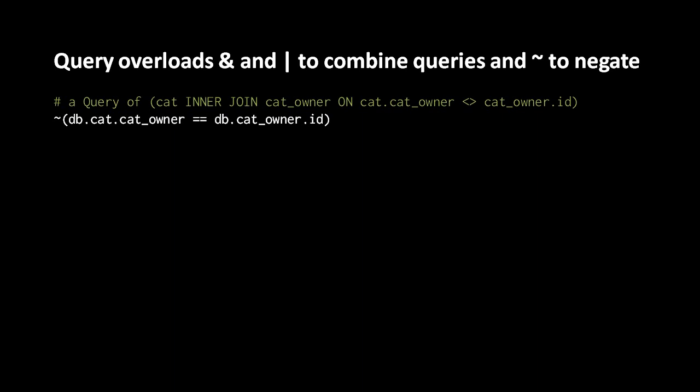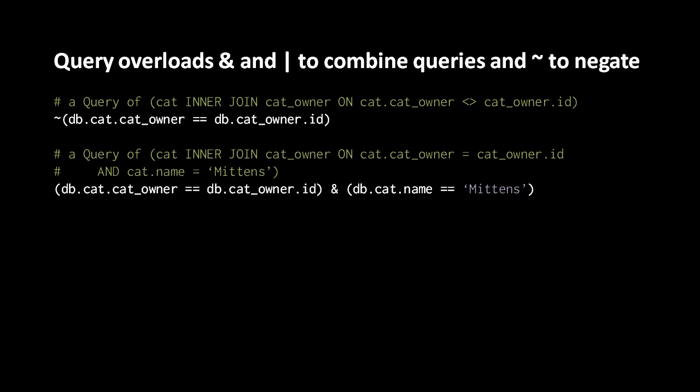In the second example here, first we're creating two separate query objects with the equality operators. First, cat.catOwner equals catOwner.id, and second, cat.name equals mittens.